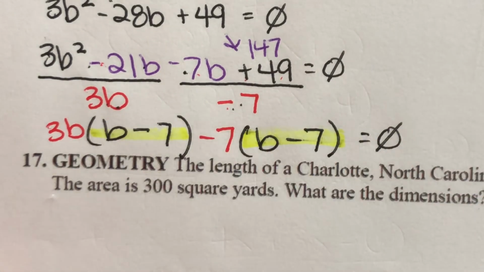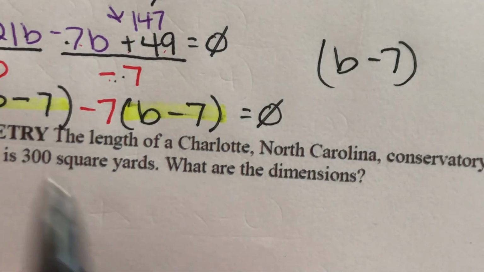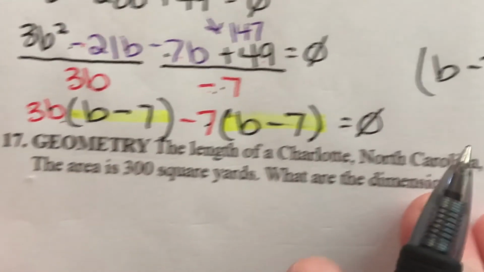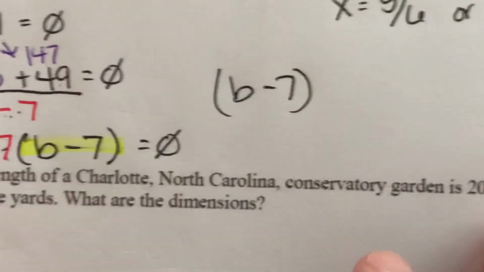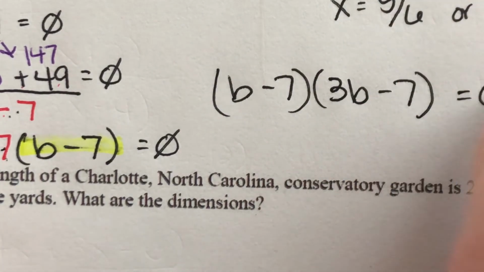If they don't, go back and check your math, and it might just be a prime number if all your math is correct, so don't worry about it. Okay, so I'm going to rewrite b minus 7, and then pull out the leading coefficients, which are 3b and minus 7. And that's all equal to 0.